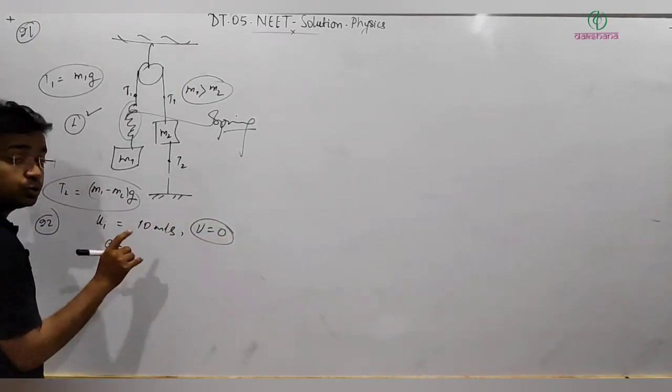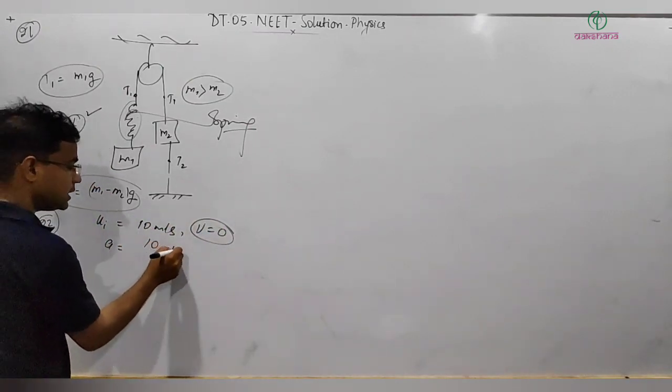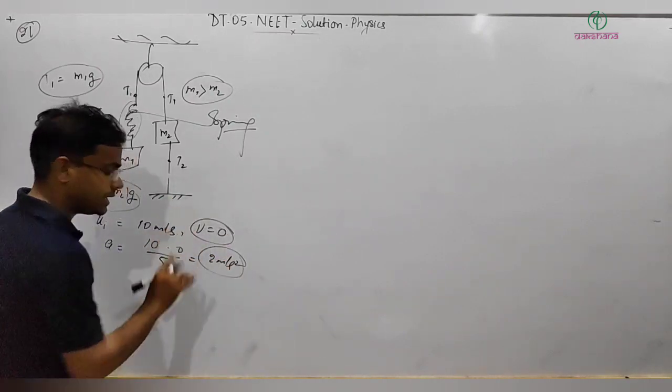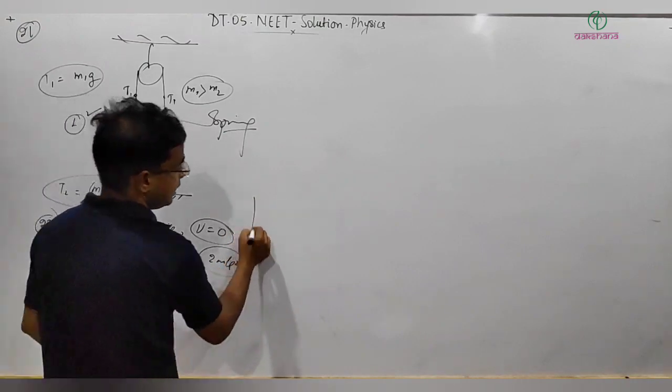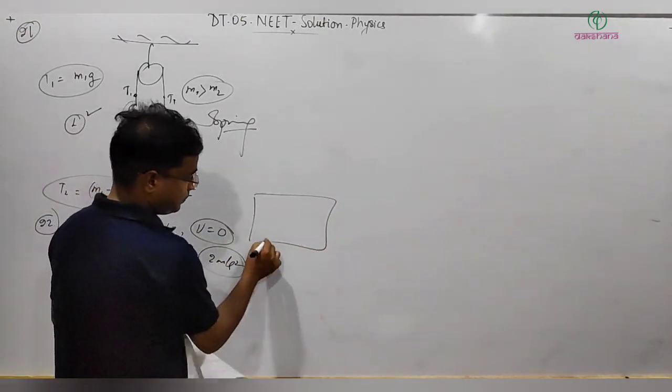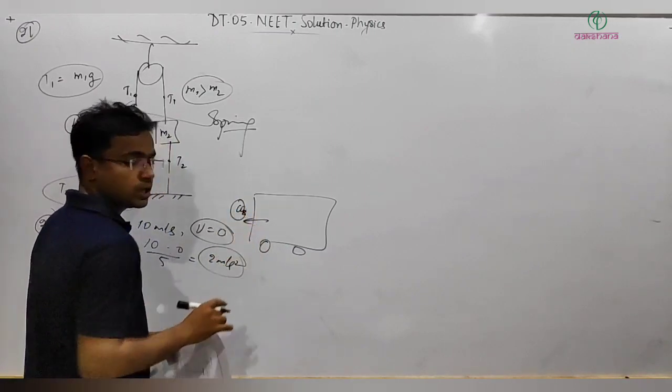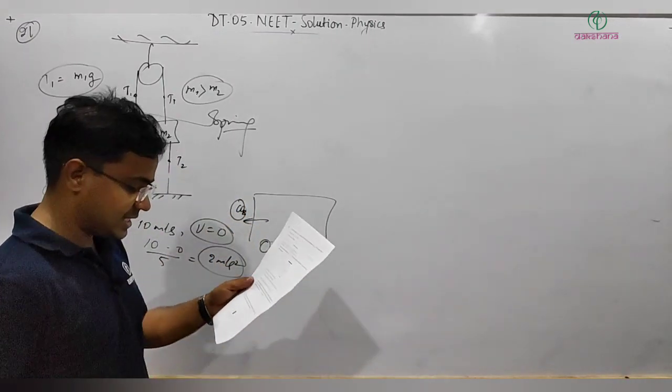So acceleration due to the brake is equal to 10 minus 0 divided by time taken 5 seconds, that is 2 meter per second square. This is the acceleration due to brake. And this is tram car, so let's say acceleration due to brake is this, and mg is always acting downward.